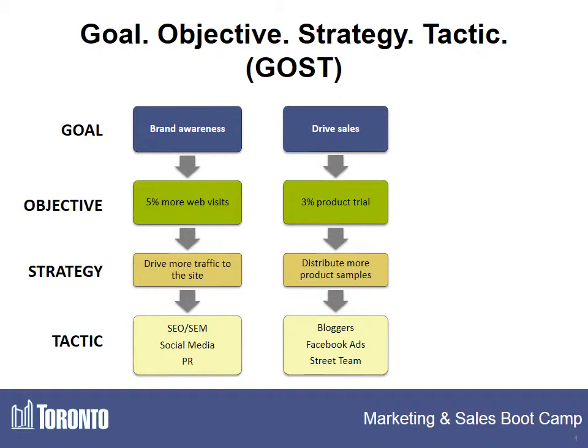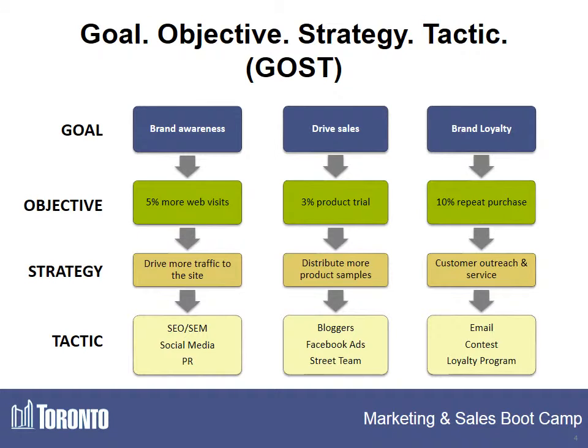Let's say now your goal is to drive sales. Well, the objective to achieve your sales could be a 3% product trial. Let's imagine once again our hair care brand, and they want to increase sales of their hair care product. In order to do this, they could distribute more product samples. That's their strategy. That's how they will achieve their objective. And some of the tools or tactics to help them could be through blogger outreach or Facebook ads, or having a street team that actually distributes samples on the street.